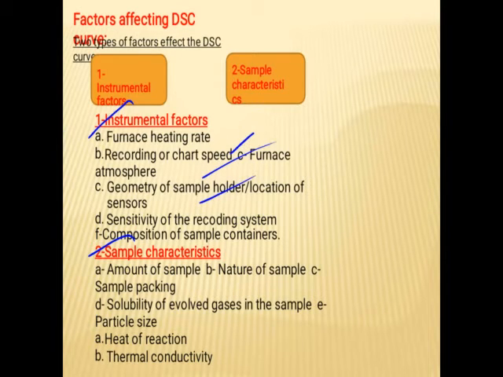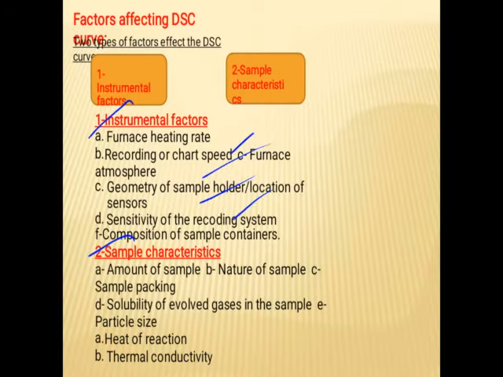Then the geometry of the sample holder, where the sensors are located, is also responsible for the change in the curve. Then the sensitivity of the recording system, how sensitive the recorder is, is also responsible. Then the composition of the sample container. So these are the instrumental factors which affect the DSC curve.